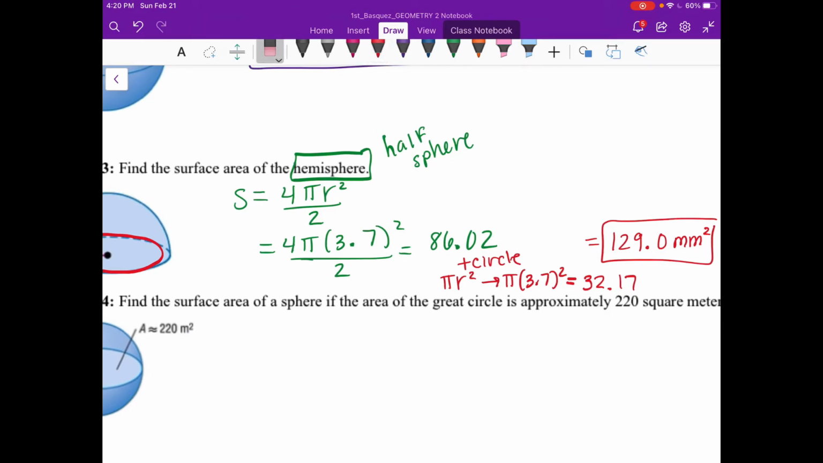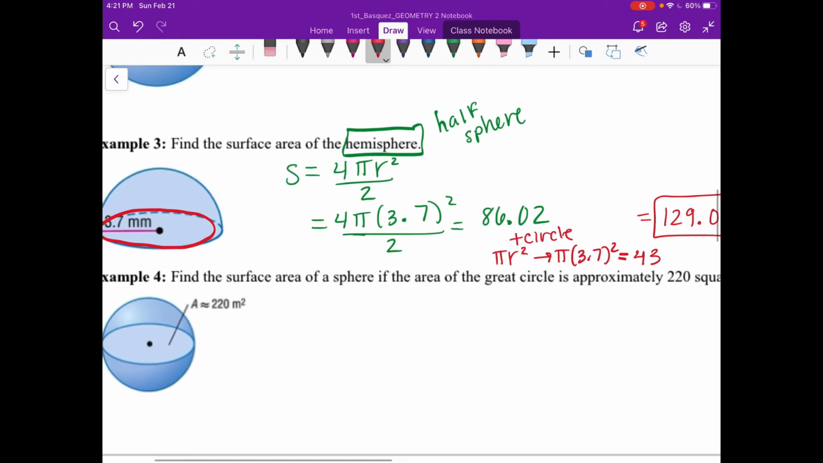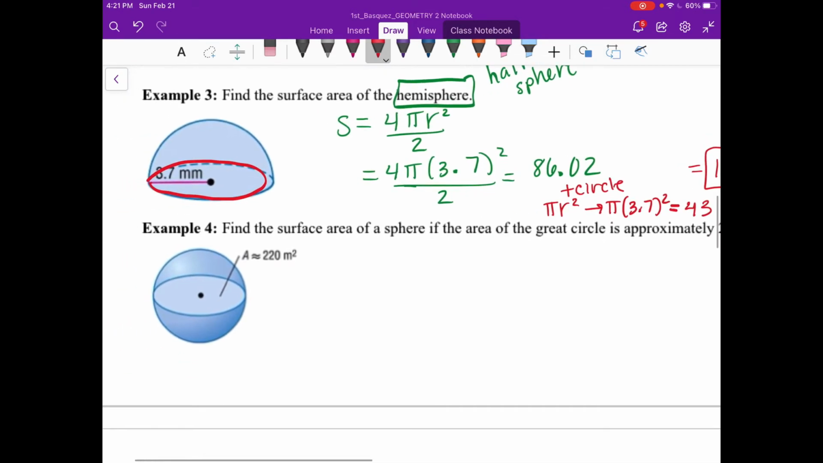And a quick fix here. This was not the right one. I didn't put the right numbers in the calculator. I actually got 43 for that one. So 43 and 86 gives me that 129 millimeters squared. Okay. So finding the hemisphere, it's great, but assuming there's going to be no hole, I have to figure out how big the circle should be so I can cover the bottom there.